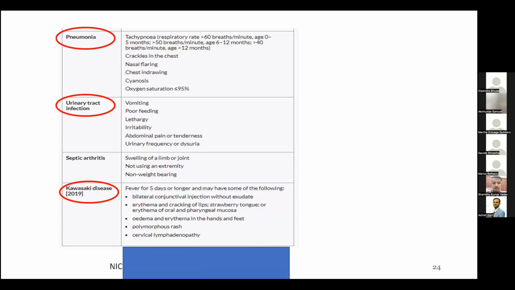Basically in the NICE guideline, it is fever for 5 days or longer and may have some of the following: bilateral conjunctival injection without exudate, erythema and cracking of lips, strawberry tongue, as Rosina has said, or erythema of the oral and pharyngeal mucosa, edema and erythema in the hands and feet, polymorphous rash, and cervical lymphadenopathy. If we find these, then we have to think about whether it's Kawasaki disease. So these are some of the focal causes, and we can treat according to signs and symptoms.